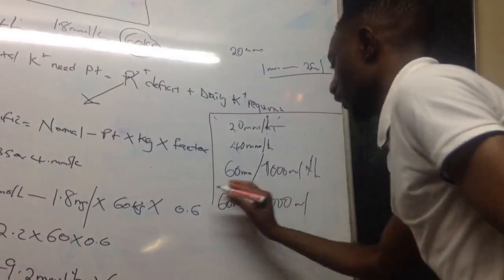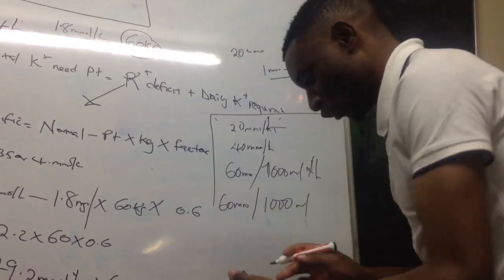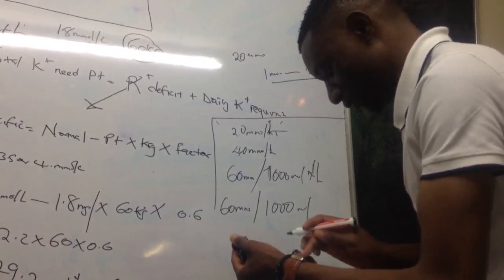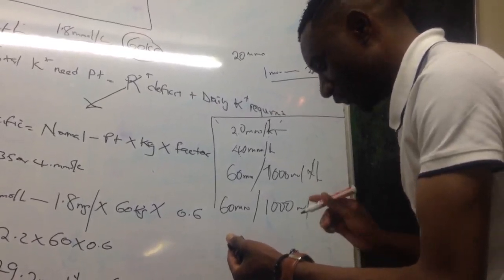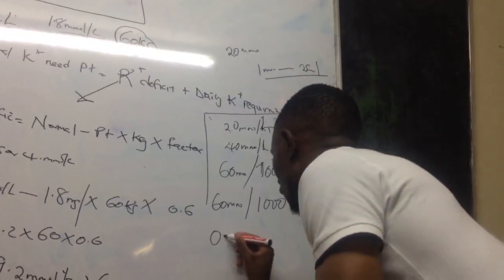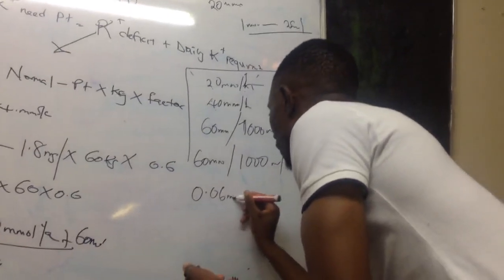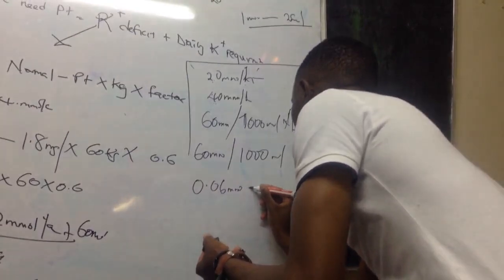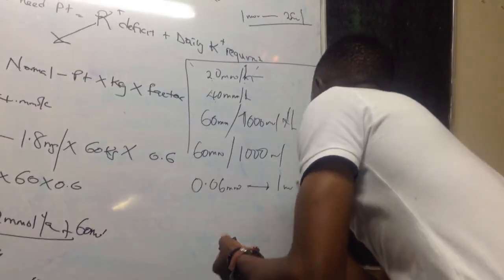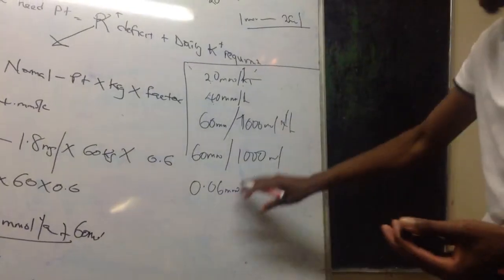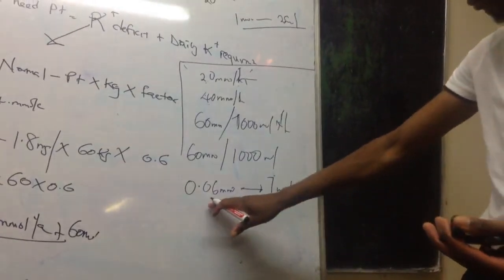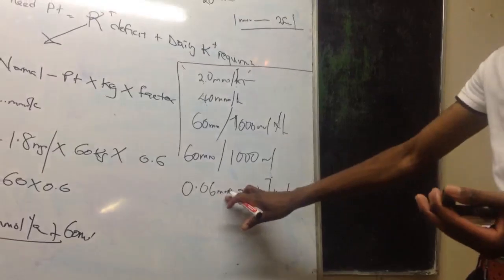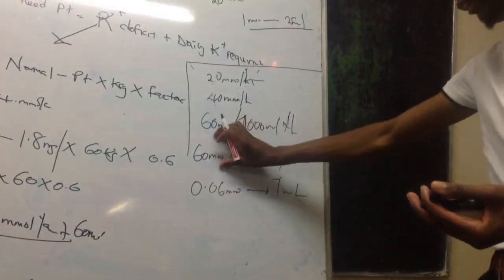So this is a solution. You can make this in easy terms, but I'll show you so that you can see this is the same as 0.06 millimoles per ml. So 1 ml in this context contains 0.06 millimoles of potassium in what we've just made here.